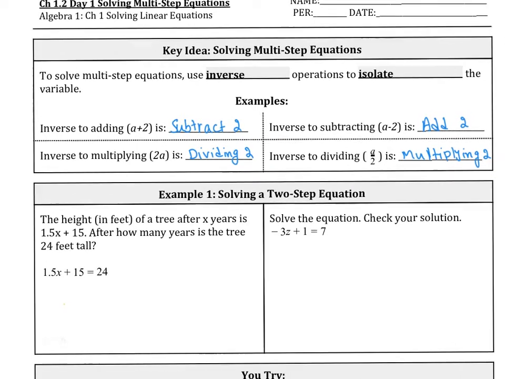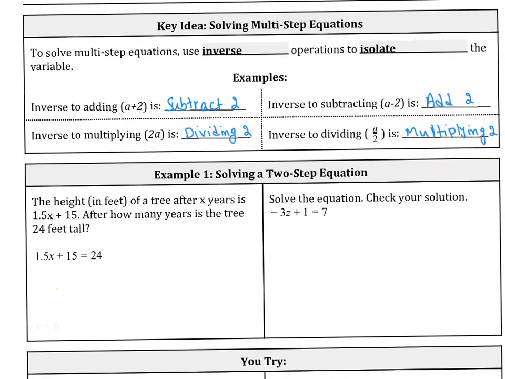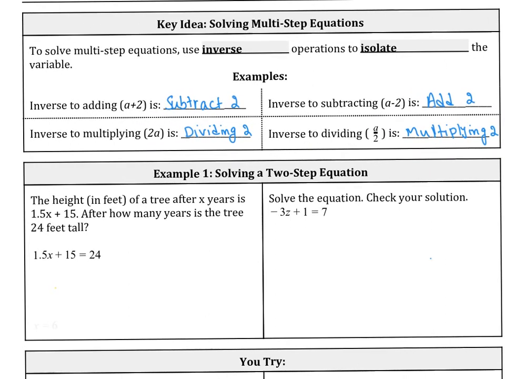Now let's do example number 1, solving a two-step equation. The height in feet of a tree after x years is 1.5x plus 15. After how many years is the tree 24 feet tall? So you're going to separate the x.